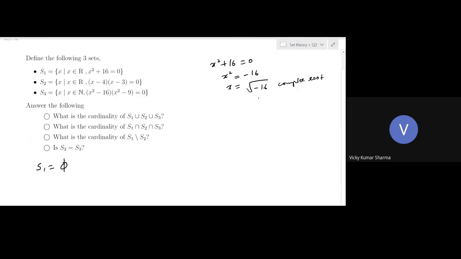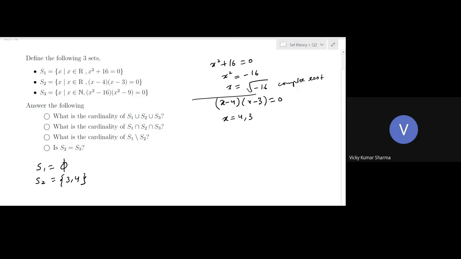Similarly, if I have to list the other set, S2, you can see here it again says x belongs to the real numbers such that x minus 4 times x minus 3 is equal to 0. Now I have to solve this equation. So for it to be 0, x should be either 4 or 3, right? And you see these x values 3 and 4 are real numbers, right? So my S2 will be 3 comma 4.